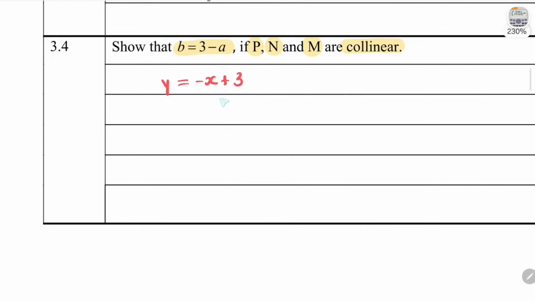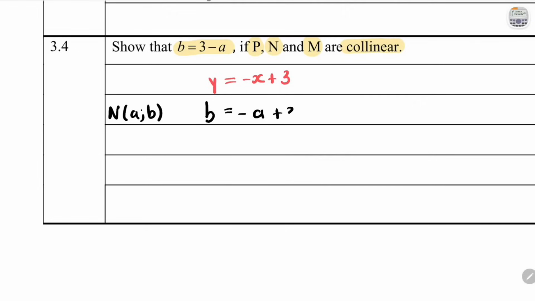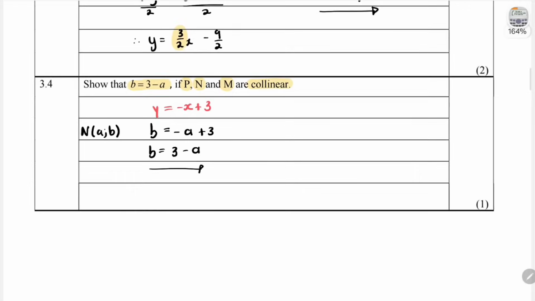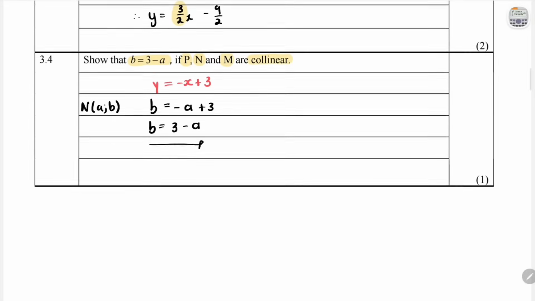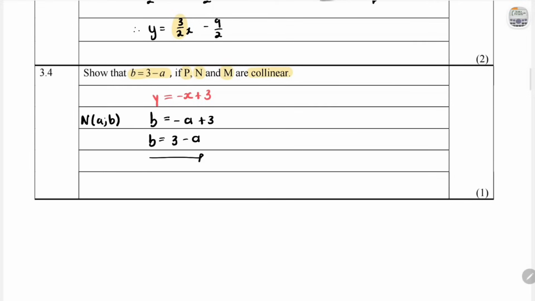Okay, so this is our equation, and we're just substituting the point N, which is (a, b). So the y value is b, and the x value is a, so b is equal to negative a plus 3. As you can see, if you put the 3 in front of the a, then b equals 3 minus a, because that a is negative. And there we go. If it's collinear, it lies on the same line, and so that point lies on that line, so we can substitute it into that equation. Moving on to the next question.